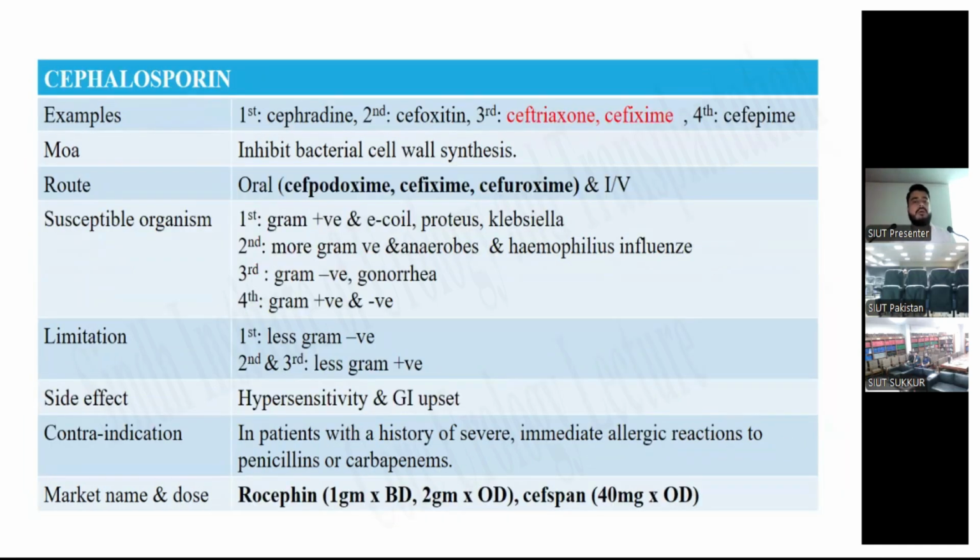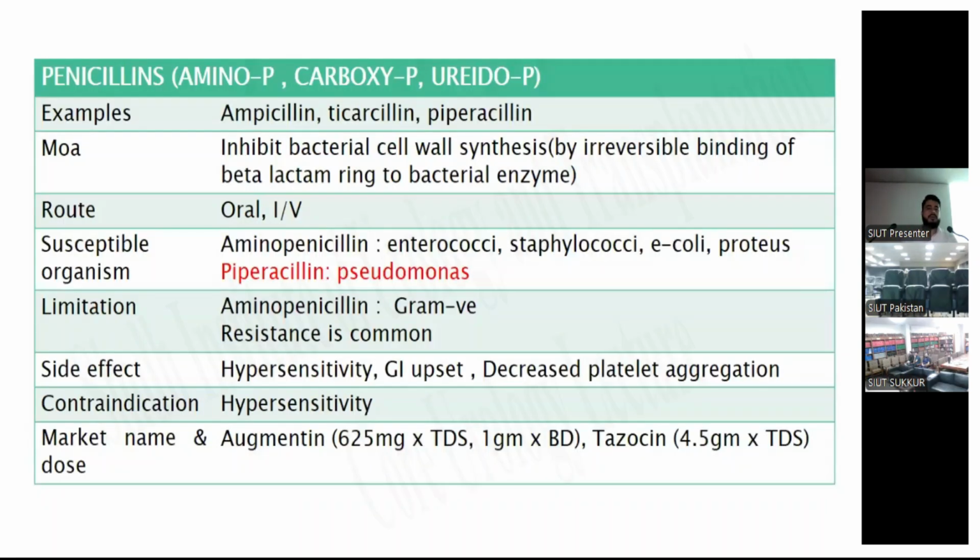Cephalosporins have 4 generations, and we usually use the second and third generations. These inhibit both gram-positive as well as gram-negative organisms.